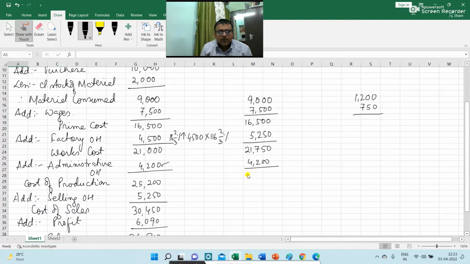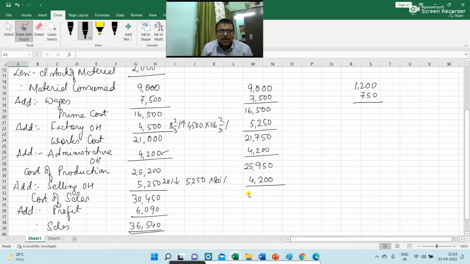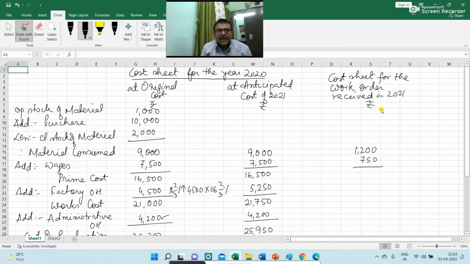So your cost of production will be 25,950. There is a 20% decrease in the selling overhead. So your revised selling overhead will be 5,250 into 80%, that is 4,200. Your cost of sales, you will get 30,150.